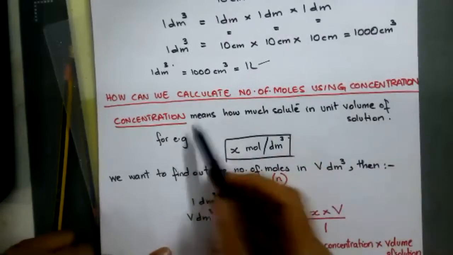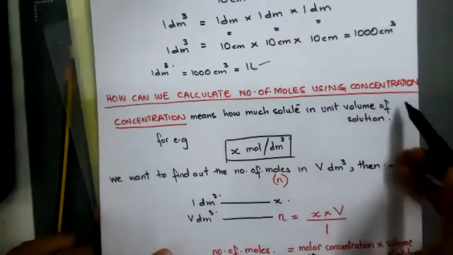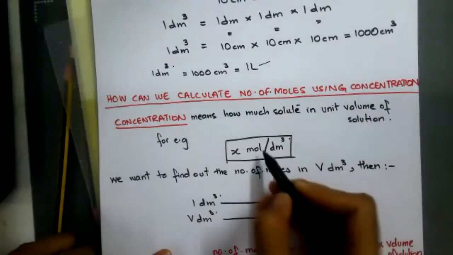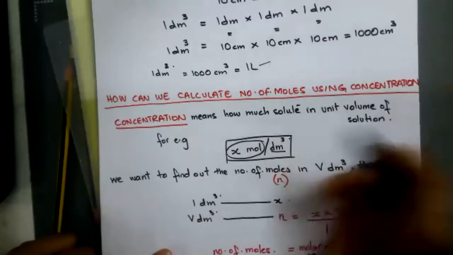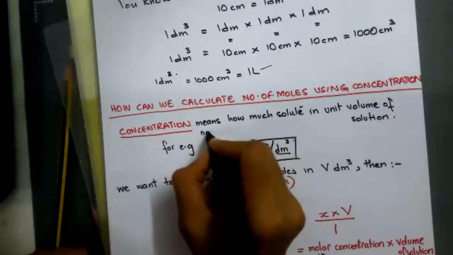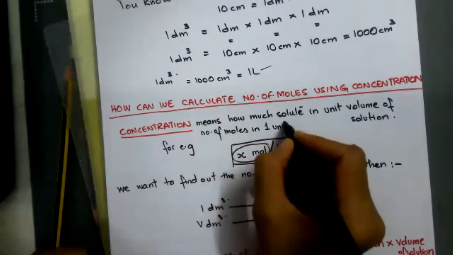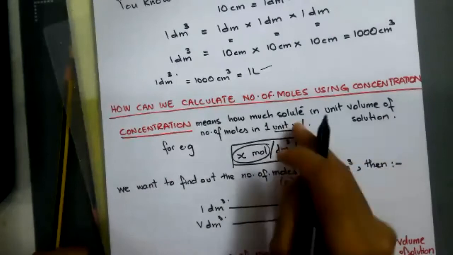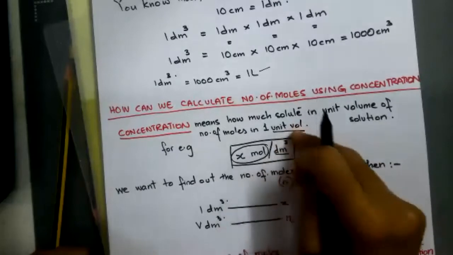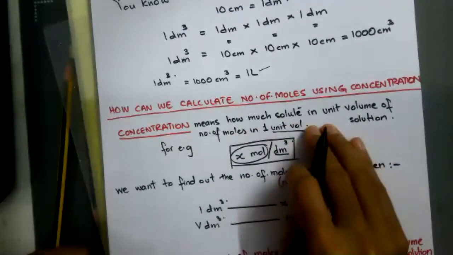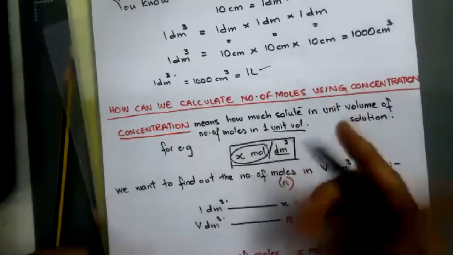For example, now concentration, we all know, means how much solute is present in unit volume of solution. What does this mean? That how many moles in 1 dm cube? That's concentration. Concentration is actually number of moles in 1 unit volume. That unit volume can be liters, can be dm cube, okay, can be per 1000 cm cube or per cm cube as well, whatever unit you're using. So number of moles in that unit, per means 1, okay, per means 1.